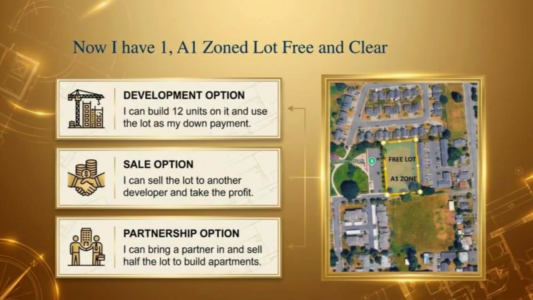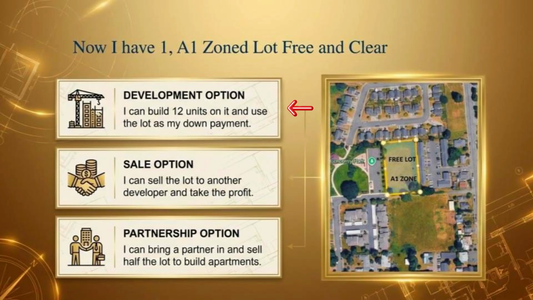Because not only did I make that money, I also got a lot that I could build 12 apartment units on, free and clear. Not only did I put a little bit of money in my pocket, I got a lot where I can build 12 apartment units on it free and clear. Now I have one zoned lot free and clear, and I have several options.